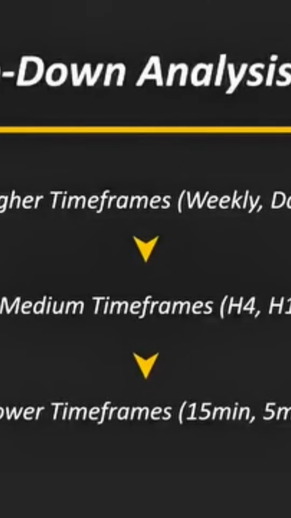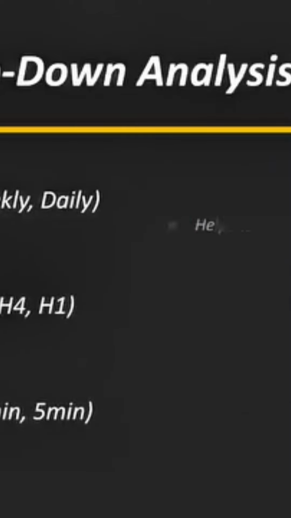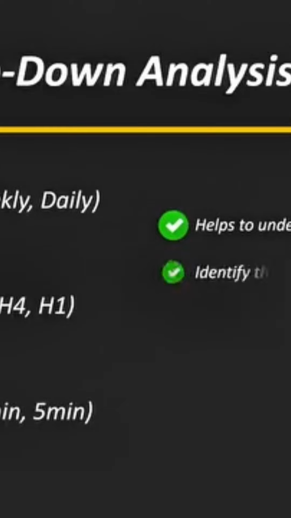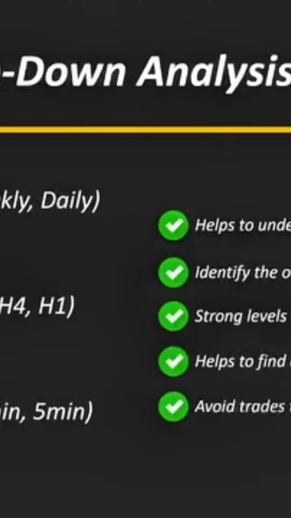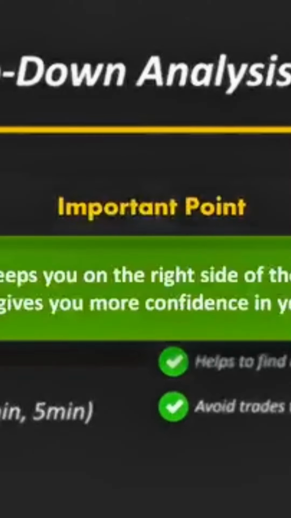Now, why is top-down analysis so important? Top-down analysis is important because it helps you understand the market conditions better before you take any trade. When you start from higher time frames, you can clearly see the overall trend and strong levels of market structure. Then, when you move down to lower time frames, you can find cleaner entries and avoid trades that go against the bigger picture. In short, it keeps you on the right side of the market, reduces bad trades, and gives you more confidence in your decisions.